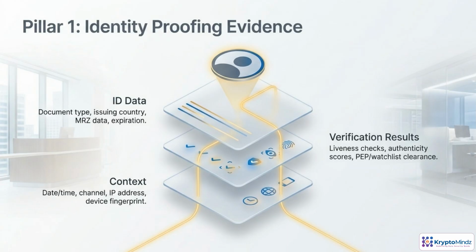Within identity proofing, the first pillar is evidence. Banks need strong, layered proof that the person is real and the document is genuine. That includes the raw ID data, the surrounding context of the session, and the verification results. Together, these elements support eIDAS assurance levels and future disputes or audits.